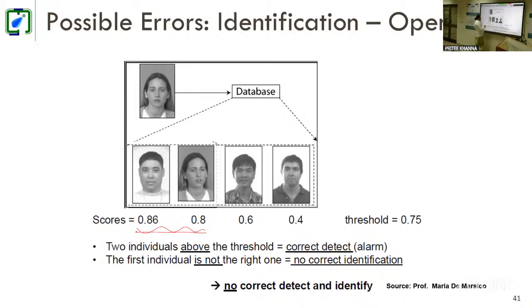Because two are above threshold, but the first one, so you will see the highest score one, and the highest score one is a non-match, right? So we'll say that no. So what do we summarize? No correct detection, right? Because the highest score is not the desired person, who is present in the database.